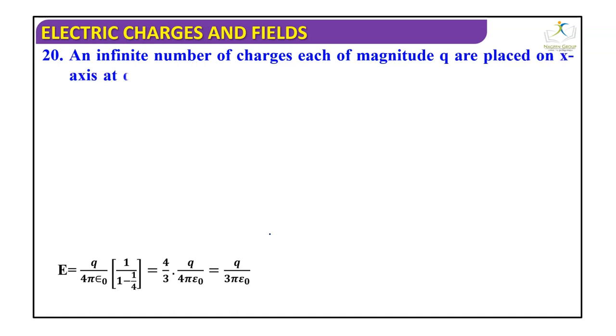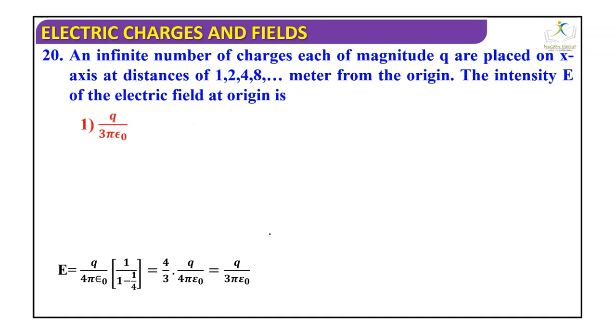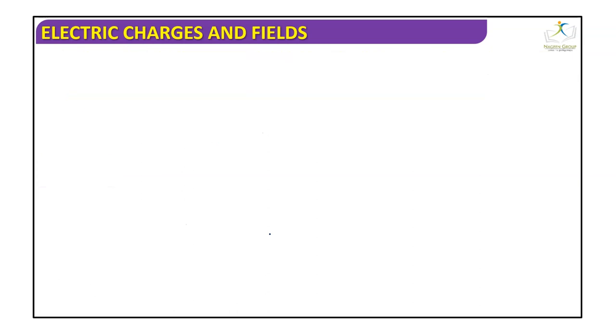The question we have: an infinite number of charges, each of magnitude q, are placed on the x-axis at distances 1, 2, 4, 8 meters from the origin. The intensity E of the electric field at the origin is? As we see in the solution, E is equal to q by 4 pi epsilon naught times a series. The numbers are given in GP form, and after solving we will get option A.